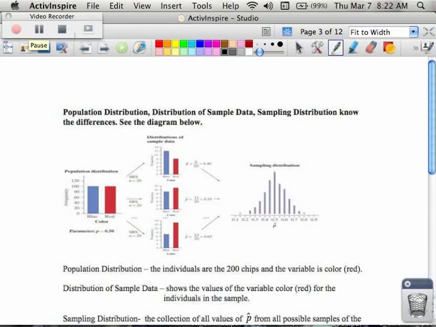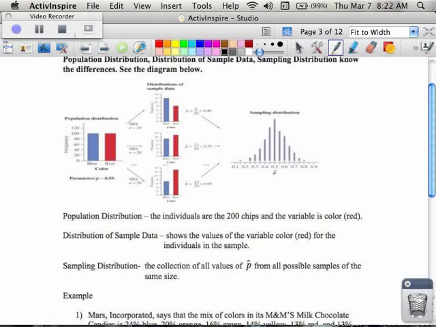Okay, in this next slide, we're going to talk about population distributions, distributions of sample data, sampling distribution, and we should know the differences between the two, or three, I should say. There are some pictures, so it's kind of hard for me to see in this screen. I'm sorry if it's hard for you to see as well. Off to the left, we have population distributions, and so you'll see that in population distributions. Here, for example, they had like the chips. There were 200 total chips, 100 blue, 100 red. And off to the side, you'll see frequency.